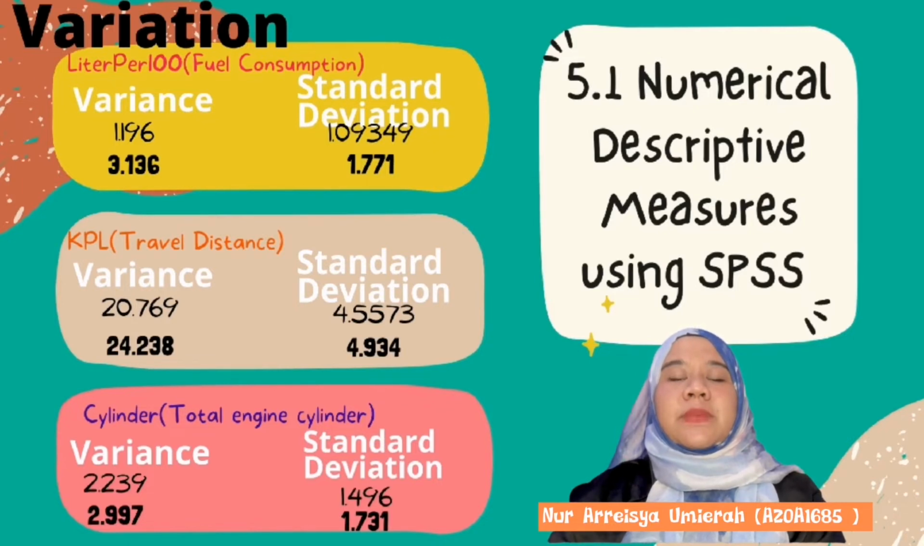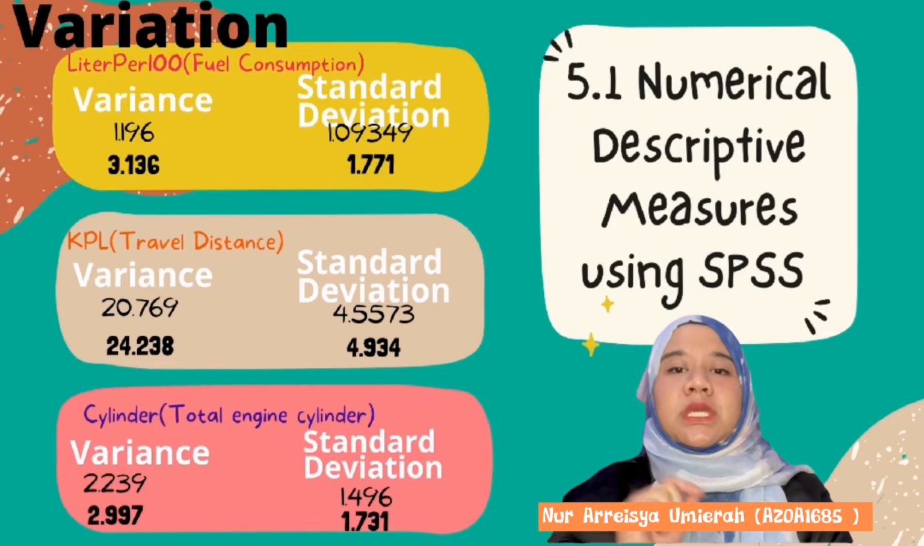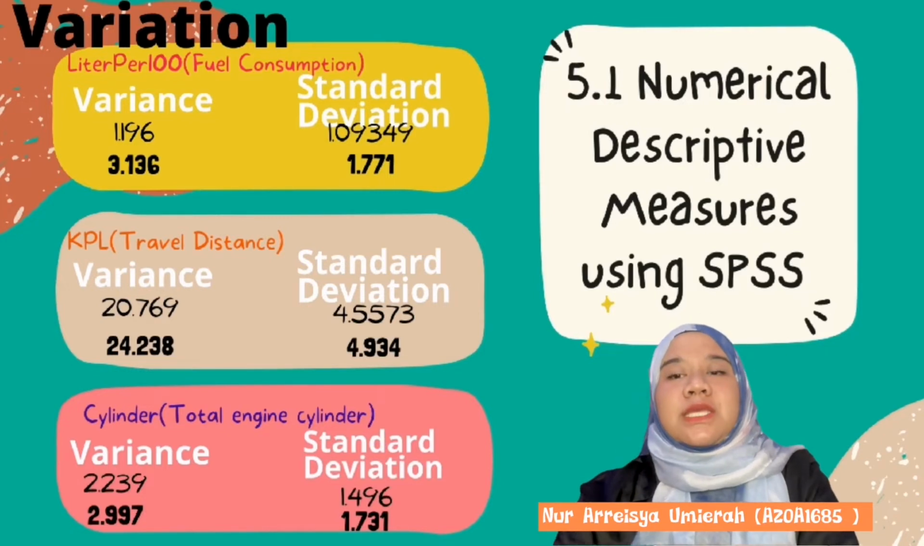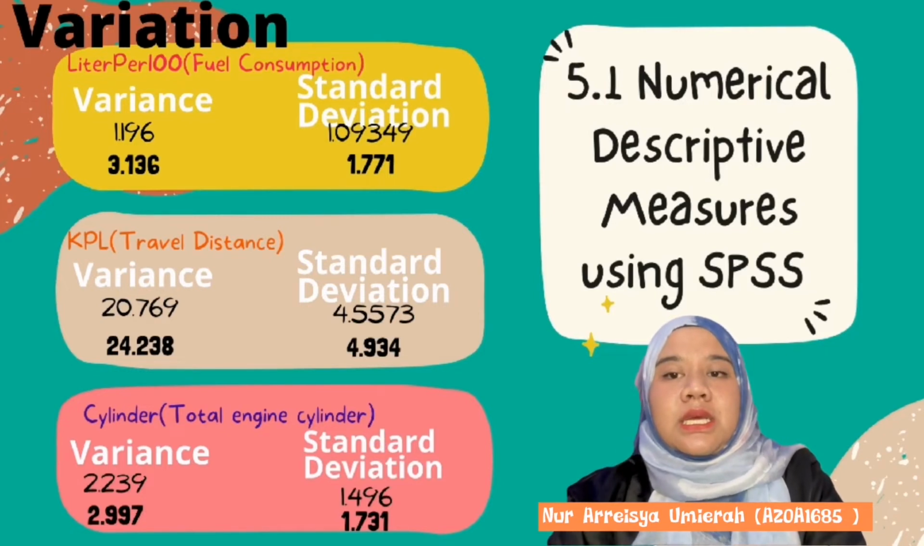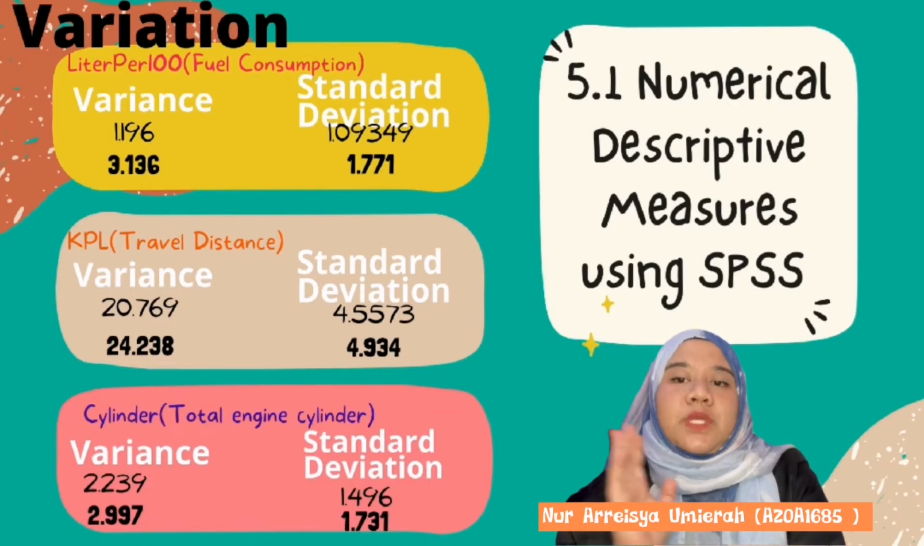Therefore, the sample standard deviation is about 1.496. When we calculate manually, the sample variance is about 2.997, and the sample standard deviation is about 1.731. As we can see, this is the result of the comparison with the data from 3.1.